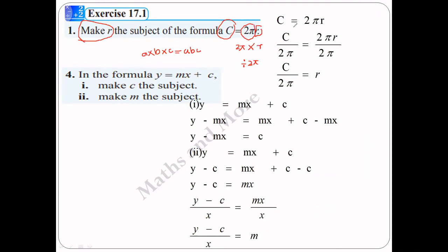First write the equation C equals 2 phi R. Now we want to break into two parts from here. So divide by 2 phi. Now you can cancel out this 2 phi with this 2 phi. Now R will remain in the right hand side. R is in the right hand side, C over 2 phi in the left hand side. So our answer is this. R is the subject. R is in one side.